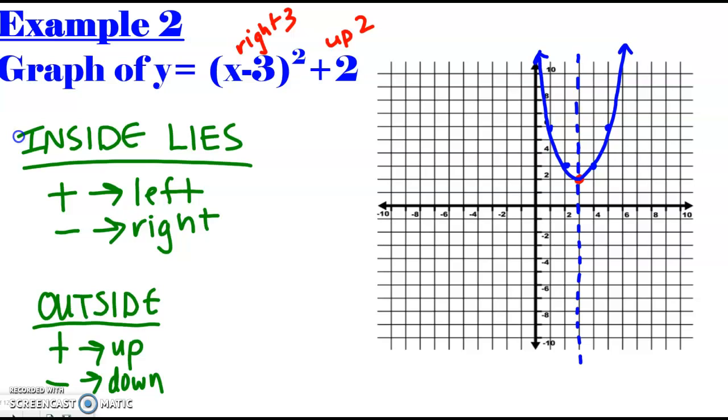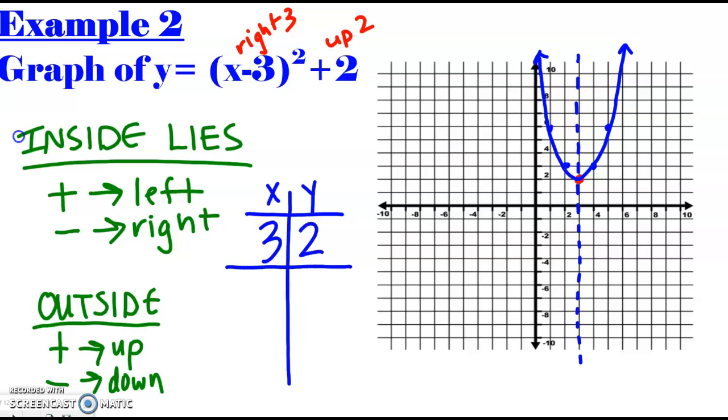Right? The other way you could do that is if you made a table, you knew your vertex was going to be at 3, 2, because you went right 3 up 2. You could plug in the points, you would plug in 3, you would get out 2. So then you could go to the left or to the right of that. You could go to the right. If you plug in 4, you get out 3. Graph it. You plug in 5, you get out 6. And then you could graph it.